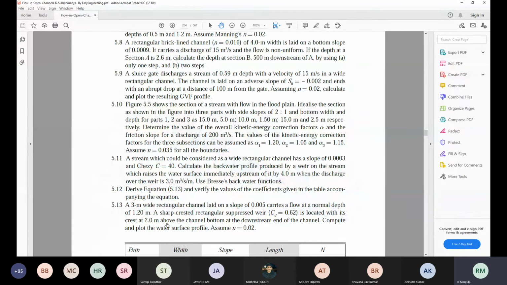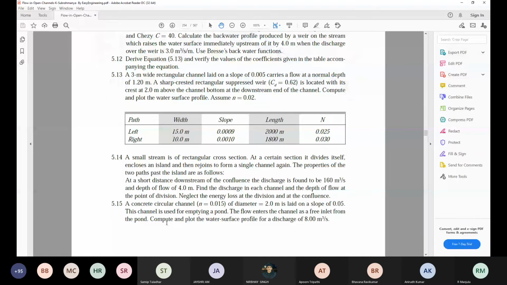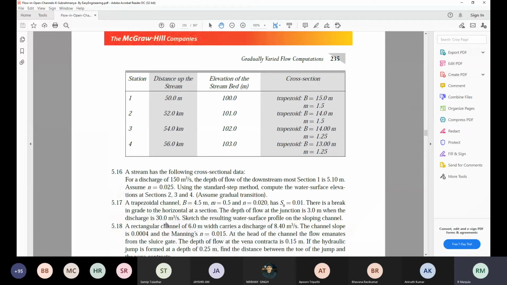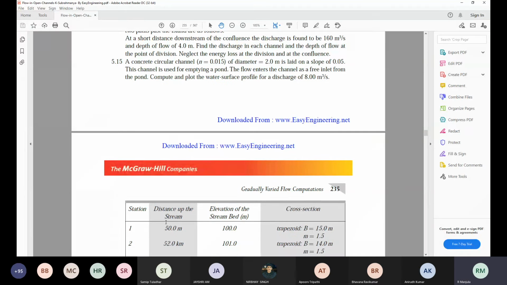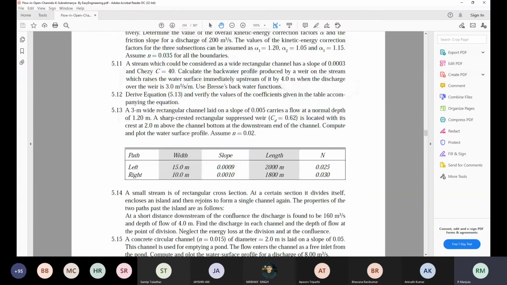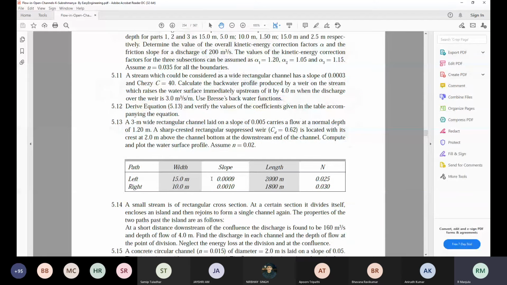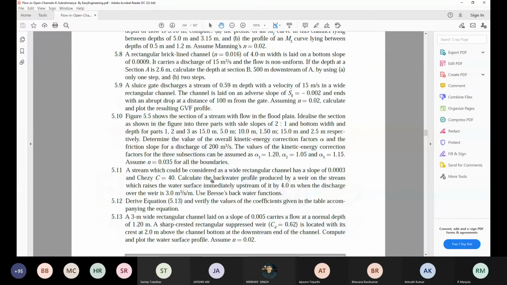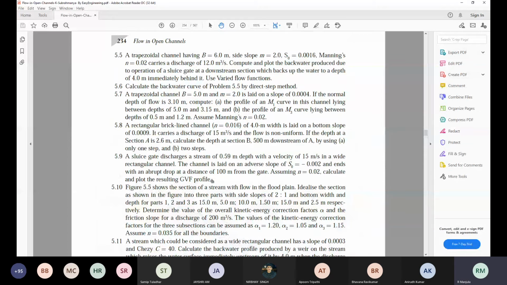Then problem number 5.15. So how many problems? And this one. Problem number 5.15. Okay. The standard step we will not see now. So 5.15, then 5.13, 5.1, 5.9, then 5.8, 5.6. How many problems? Shall I repeat once again?